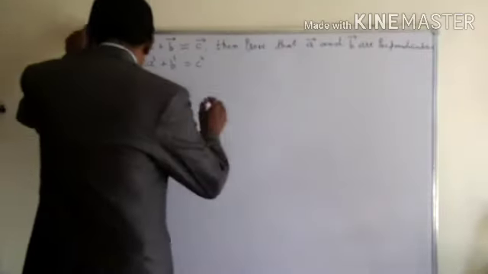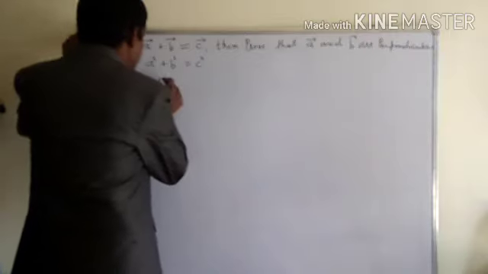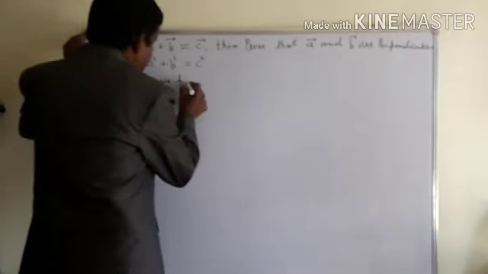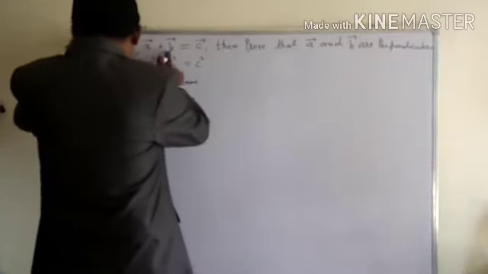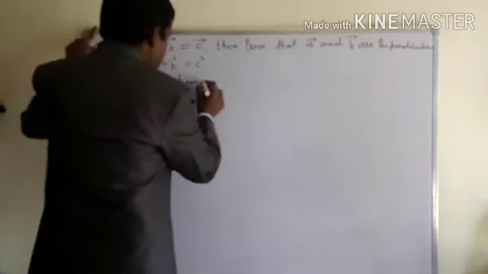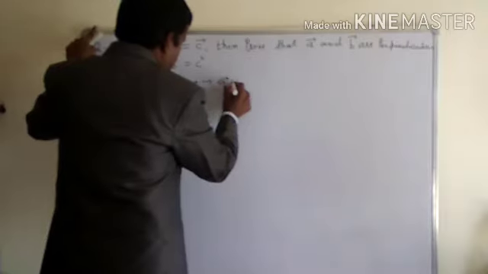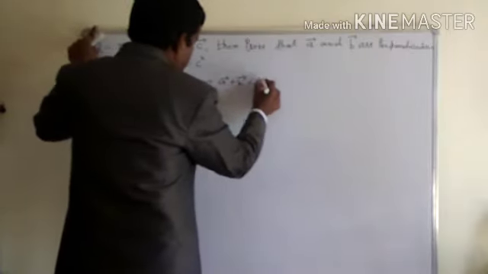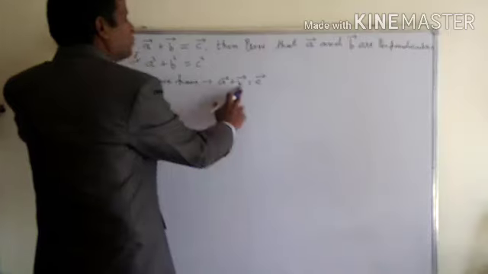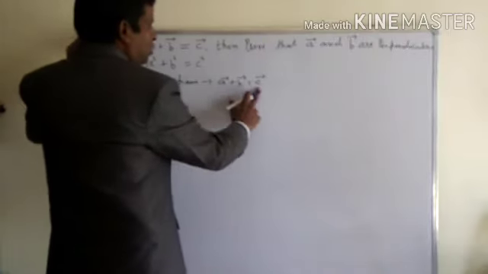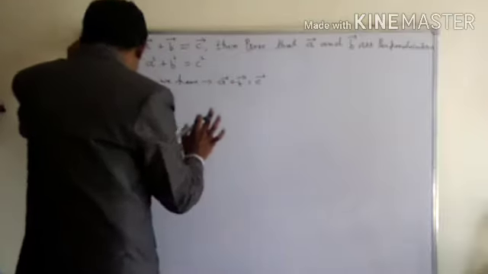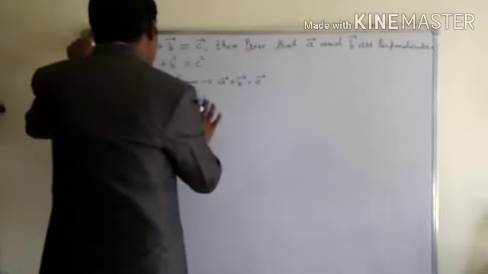Now how will I solve this? We have vector A plus vector B is equal to vector C. It is given. That means the sum of two vectors is equal to the third, as in the parallelogram law or the triangle law.